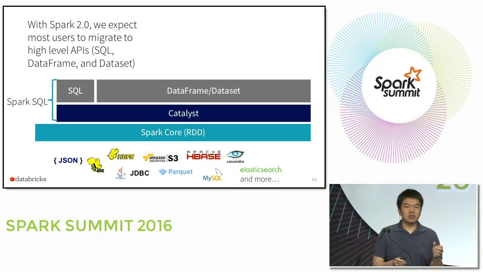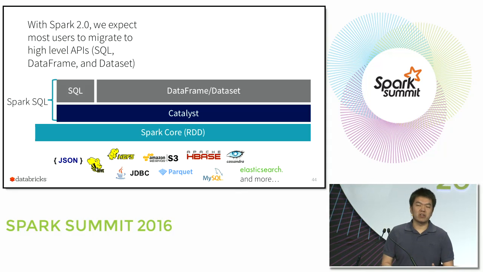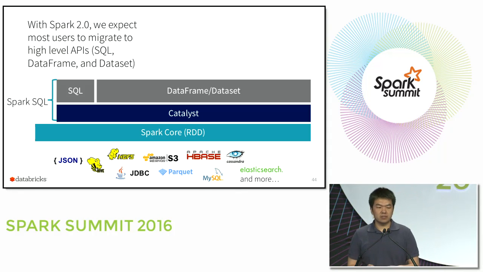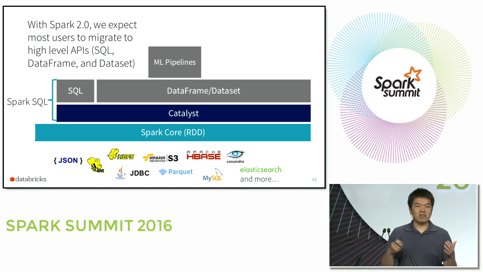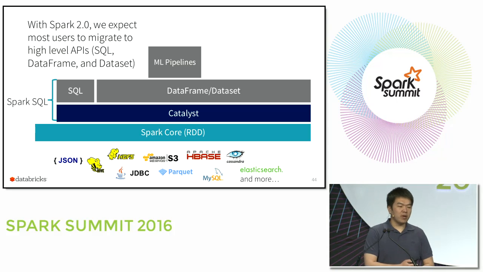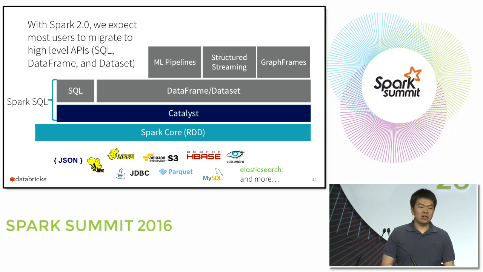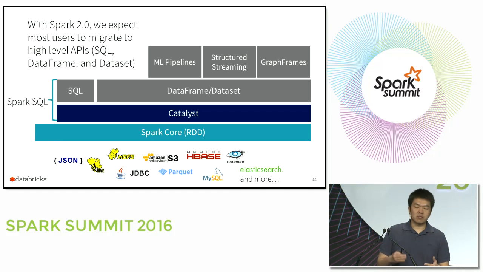Although you can still use the RDD API, with Spark 2.0 we expect most users will migrate to the high-level APIs, which are SQL, DataFrame, and Dataset. And on top of DataFrame and Dataset, we also have other libraries built on top of them, for example ML Pipelines, Structured Streaming, and GraphFrames. Because those are built on top of DataFrame and Dataset, your program built on those libraries will also be automatically optimized by Catalyst.